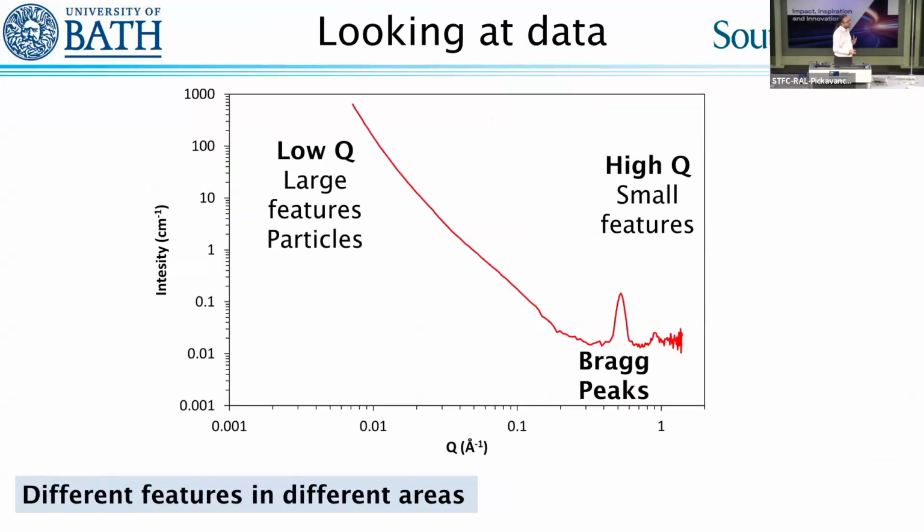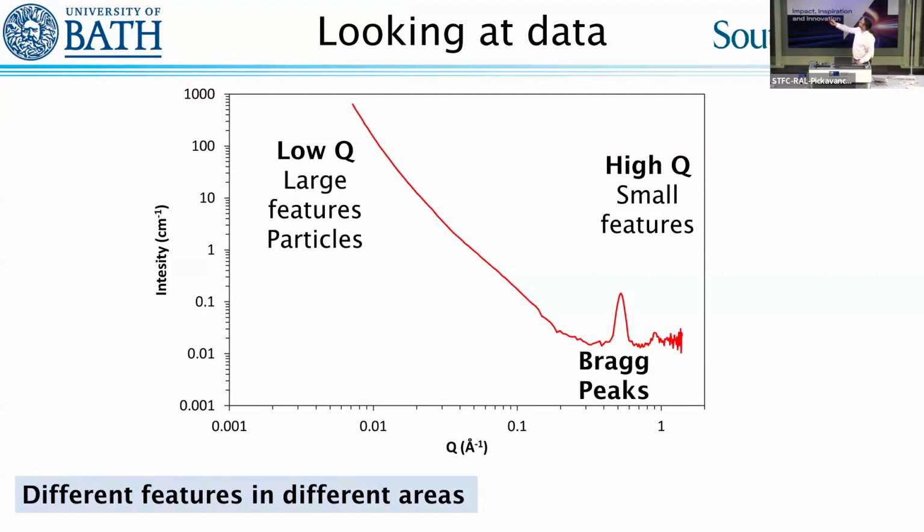The useful thing about small angle scattering is that it's actually quite intuitive as well. This is a small angle scattering data set. On the x-axis we've got Q, in units of inverse angstroms, and on Y we have intensity. These are both on log scales because they span quite a wide range of data points. At low Q, we have what we call large features. This is telling us about the particles, the particle size and the particle shape.